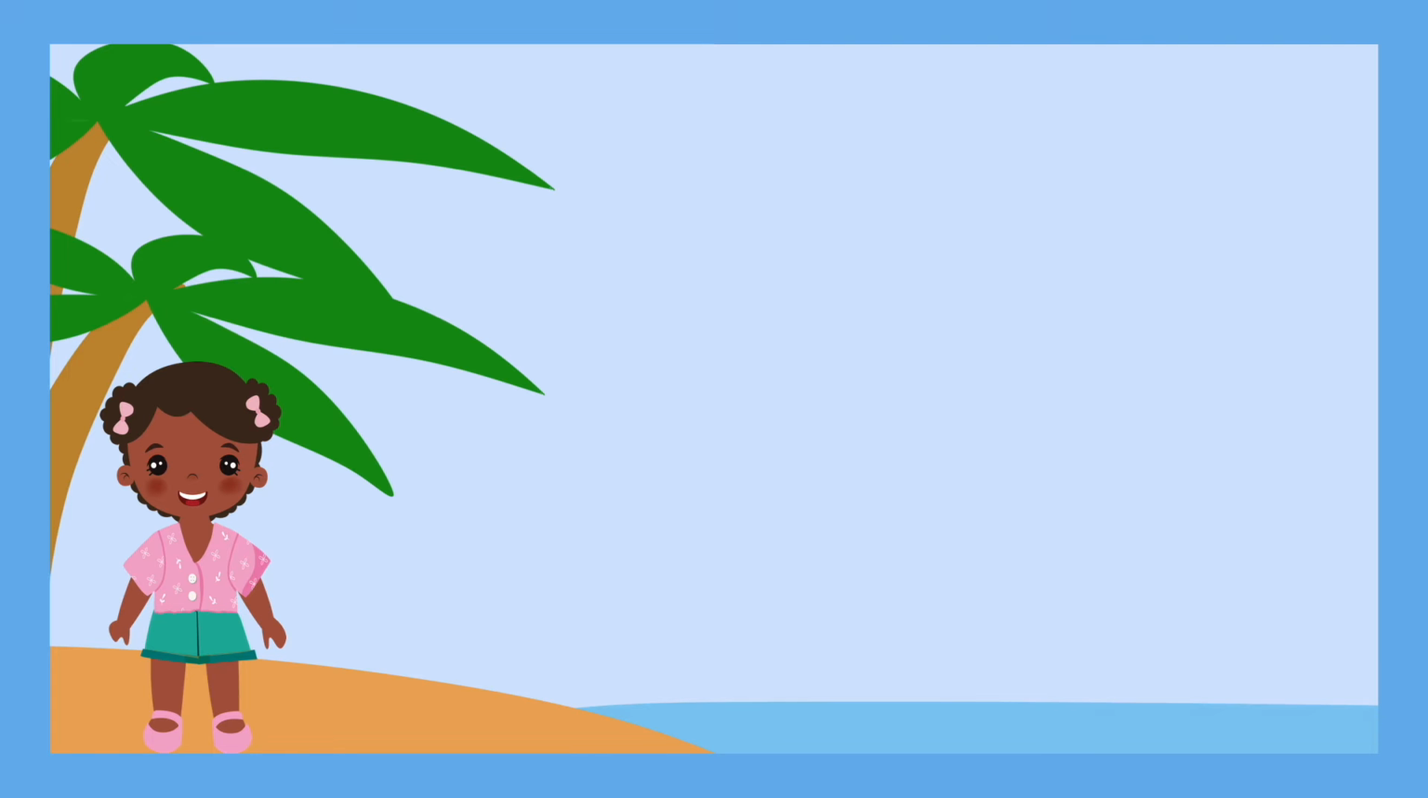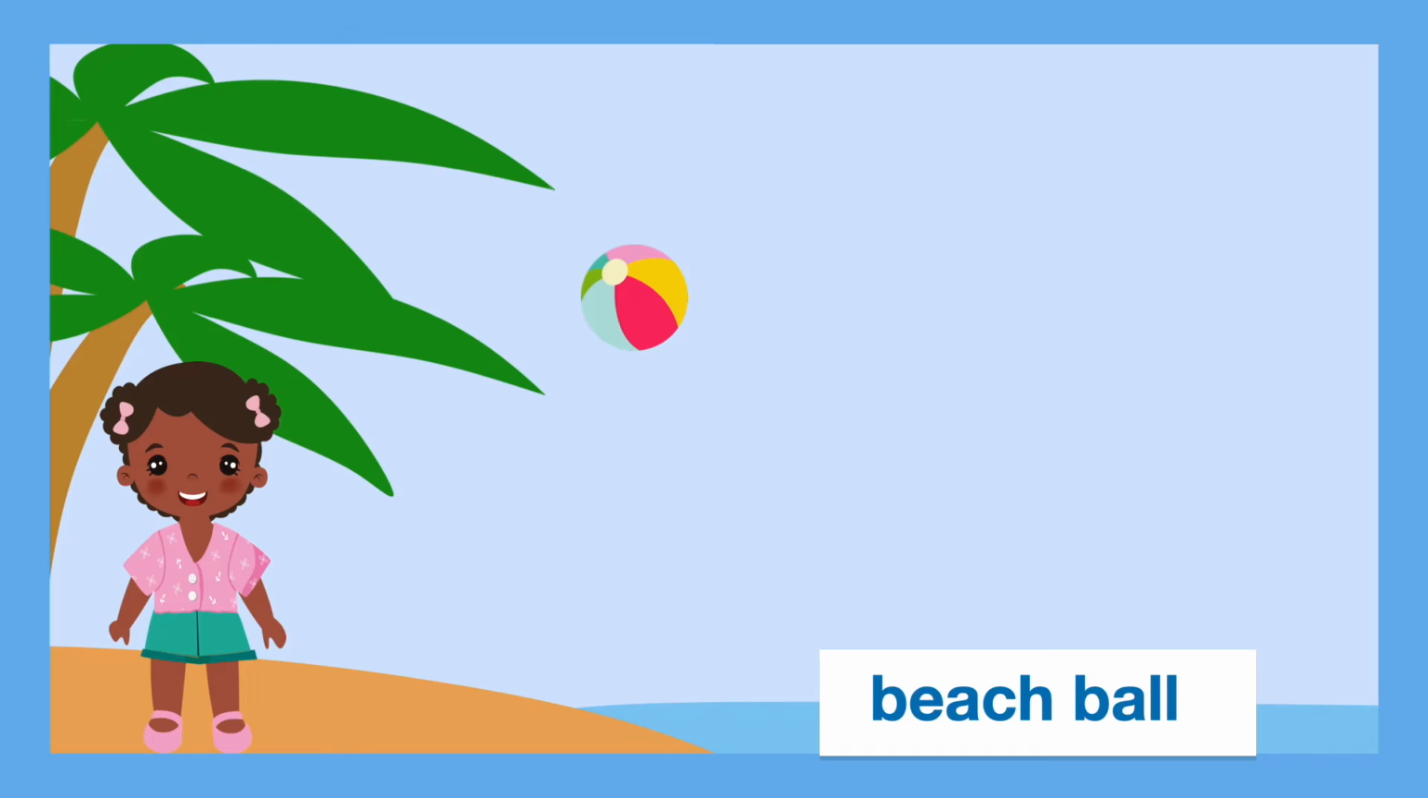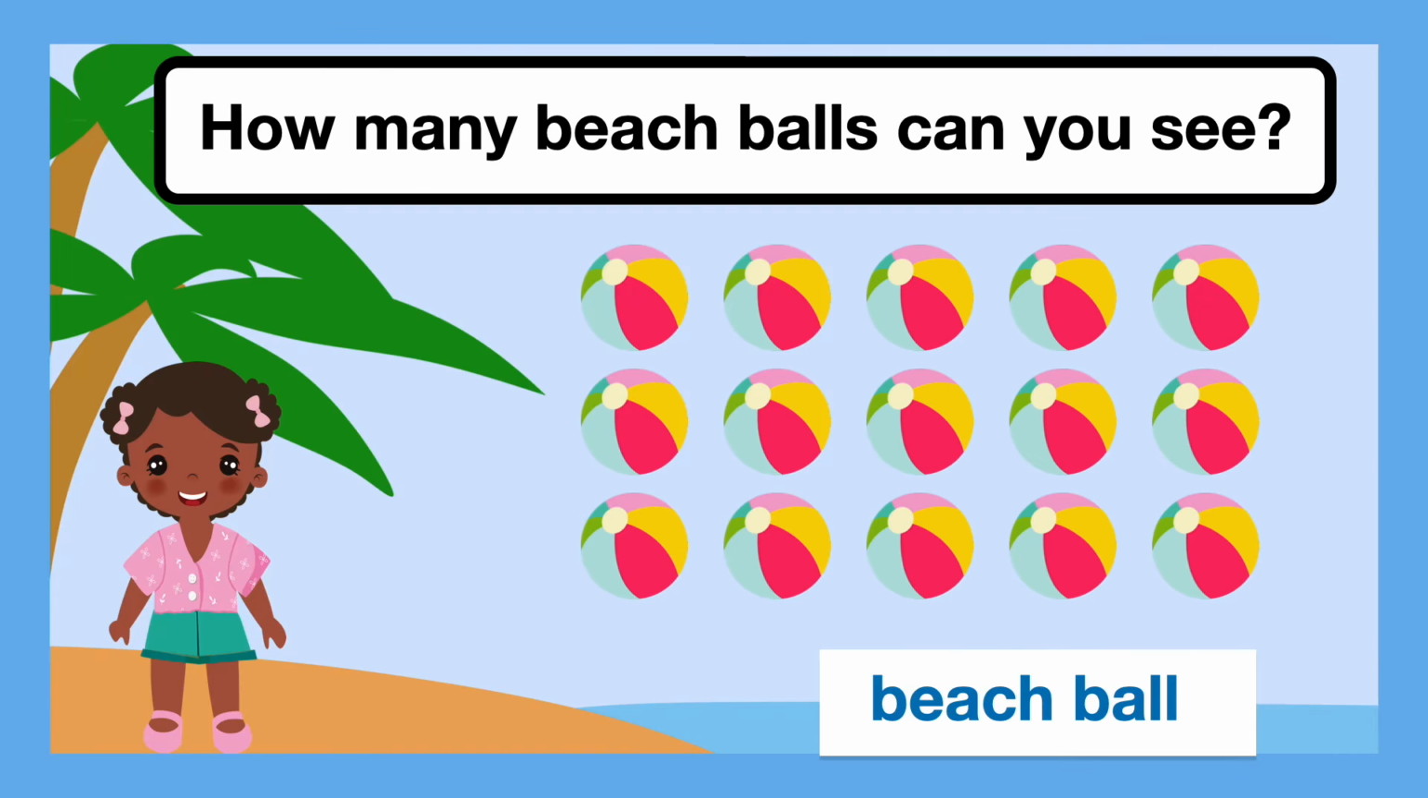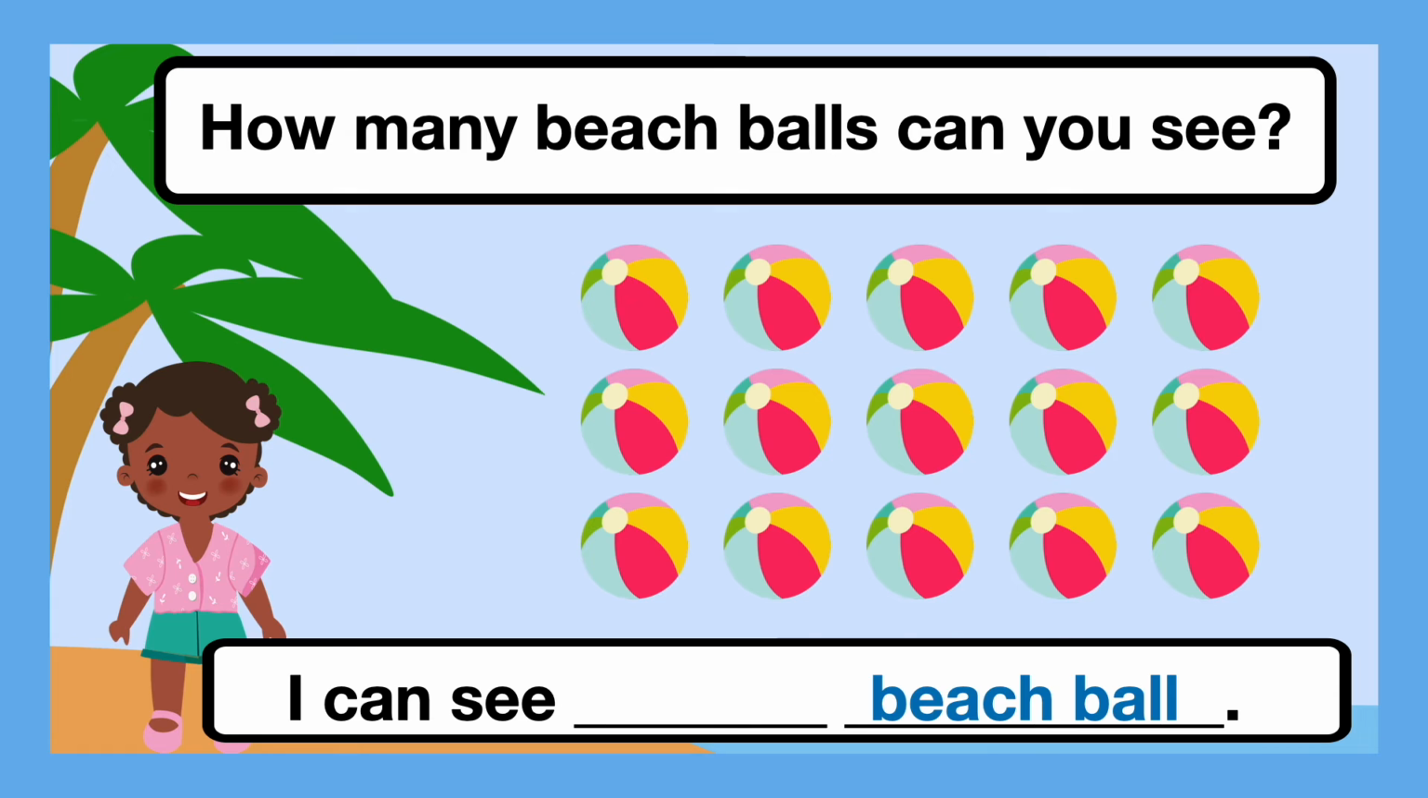Now, let's use the numbers in questions and answers. Look at this picture. Where is the girl? She's on the beach. Look at the things we use on the beach. What's this? It's a beach ball. Count the beach balls on the screen. How many beach balls can you see? I can see 15 beach balls.